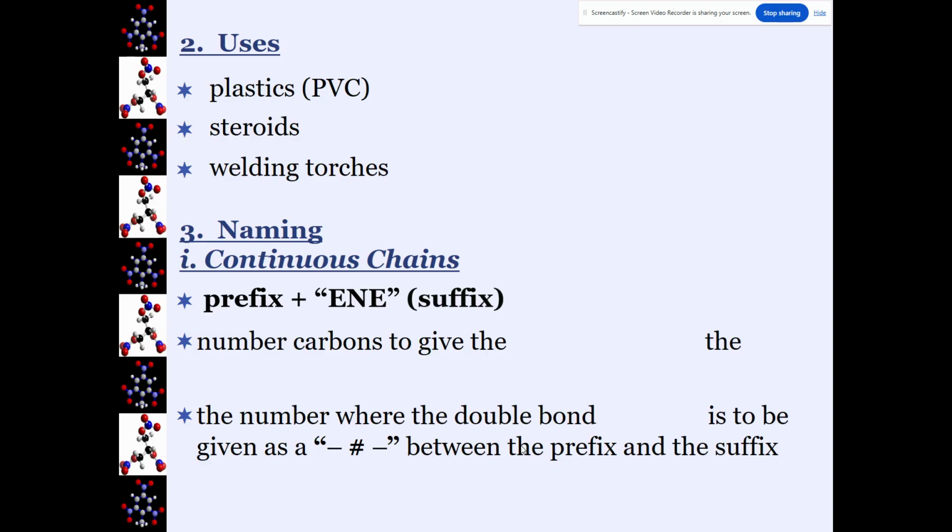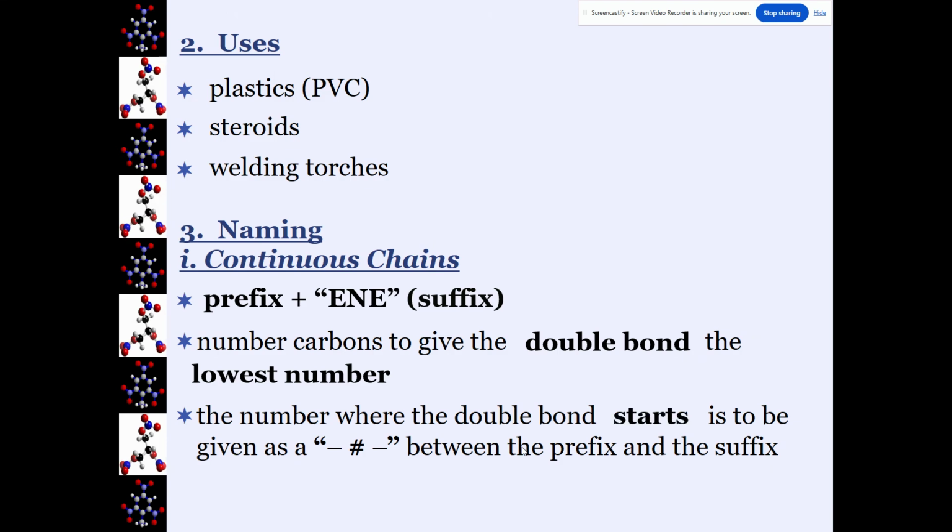properties. So when it comes to naming, you're going to give them a name, the same prefixes we use with the alkanes, but they're going to have an ENE ending instead of an ANE ending. Okay? You're also going to number it so that the double bond gets the lowest number. The double bond takes priority. It needs the lowest number.